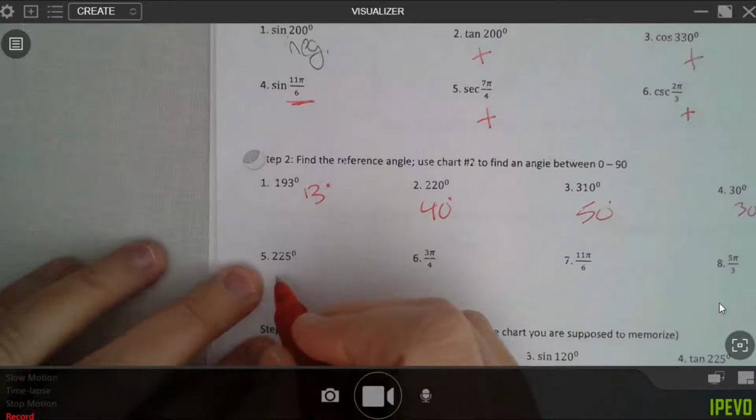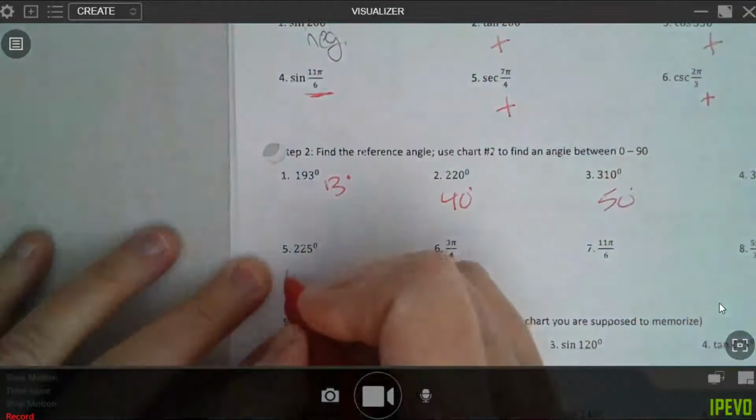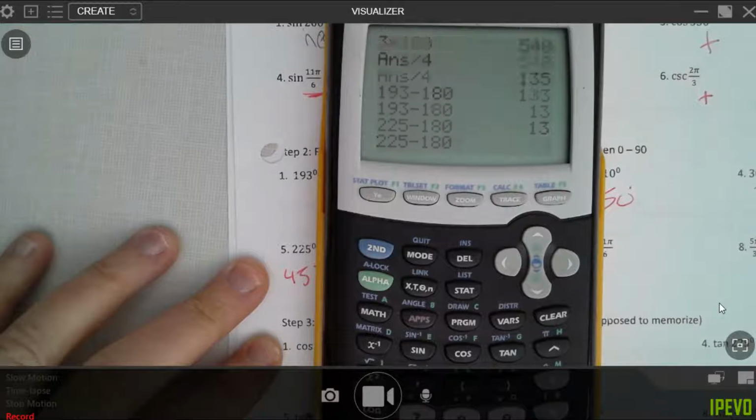This one is in the quadrant up here, so we're going to do angle minus 180, so you get 45 degrees. If you want to see, you just do angle minus 180 in your calculator, and it will tell you 45.